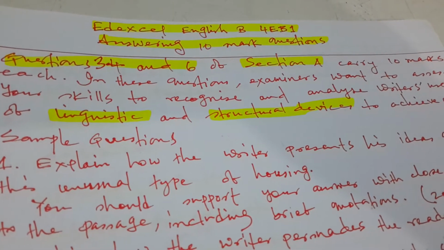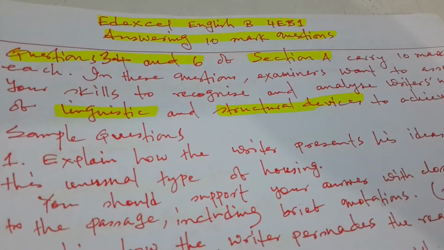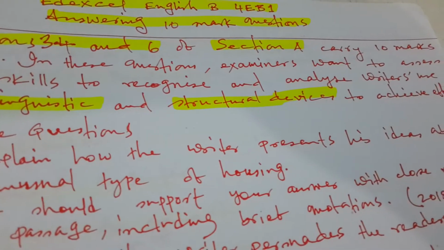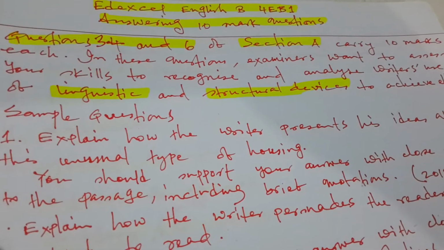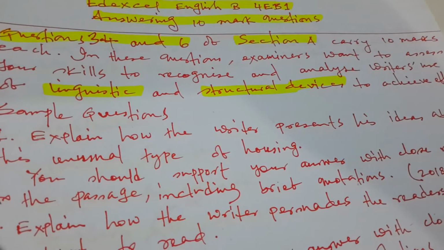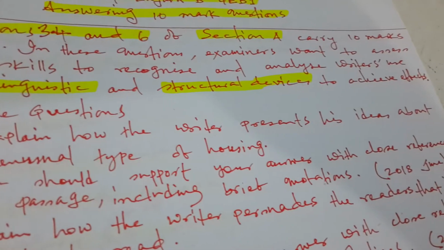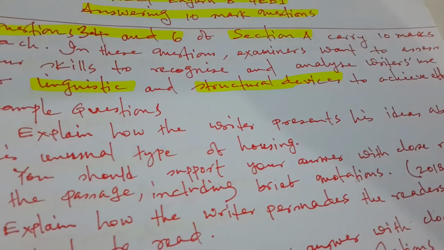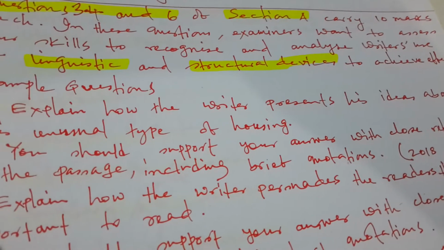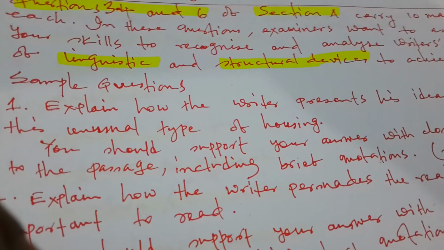Hi, Edexcel English B for EB1, answering 10-mark questions. Questions 3 and 6 of Section A carry 10 marks each. In these questions, examiners want to assess your skills to recognize and analyze the writer's use of linguistic and structural devices to achieve effects. Sample questions.